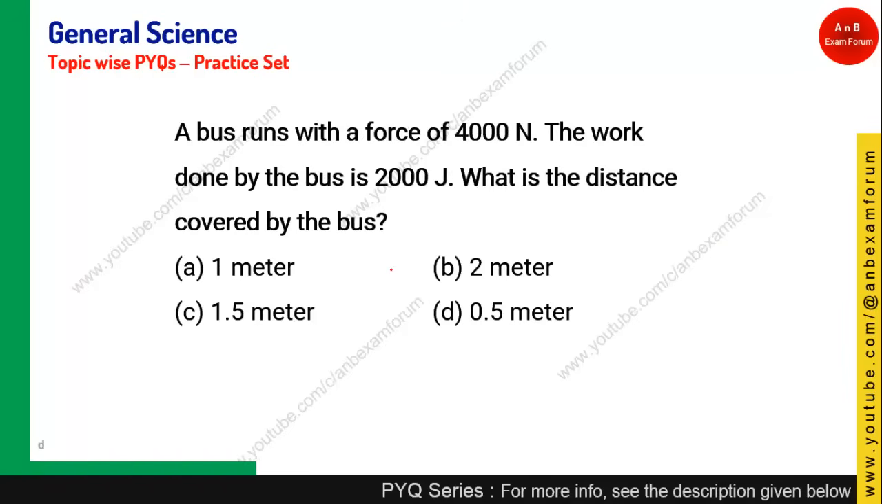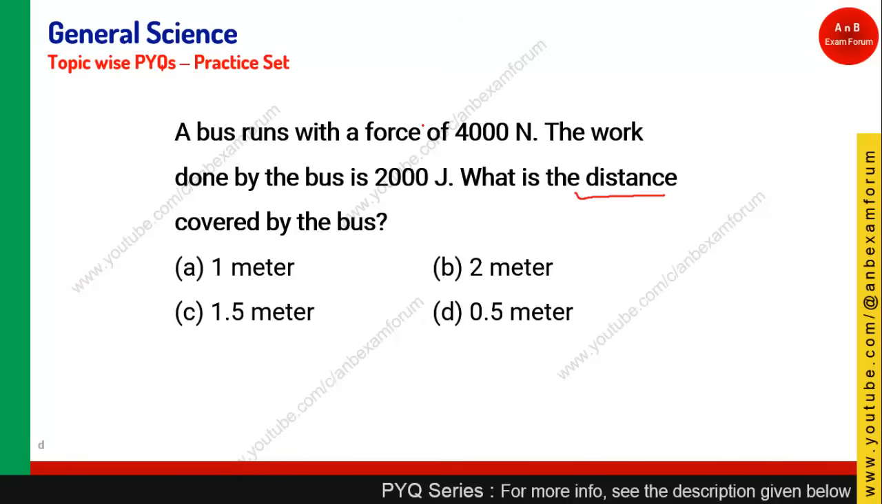Again a numerical, and this time in this question you need to calculate the distance. A bus was running with a force of 4000 Newton and the work done by the bus is 2000 joule. What is the distance covered by the bus? So this is the force applied and this is the work done, and you need to tell the distance.